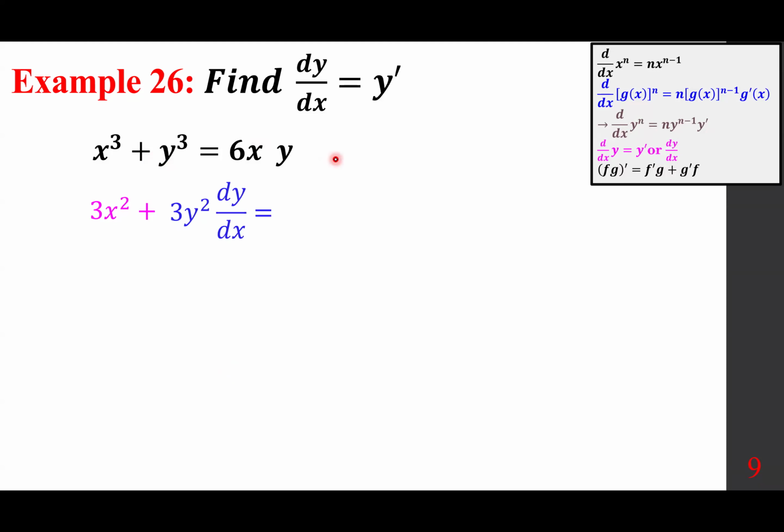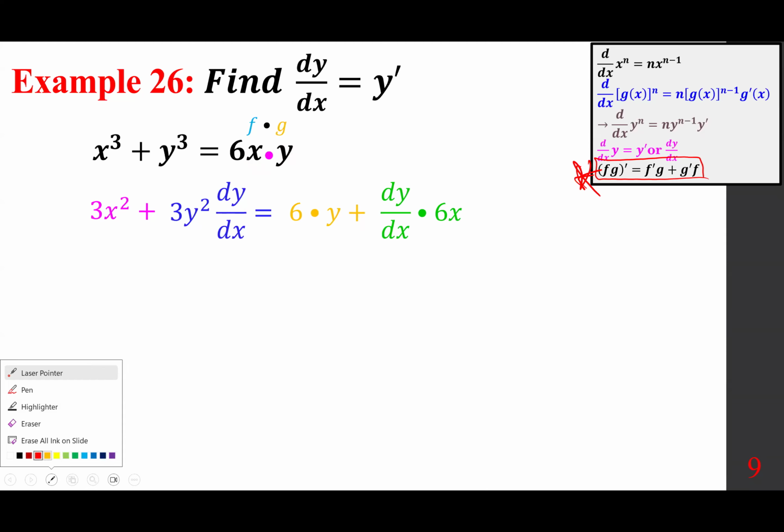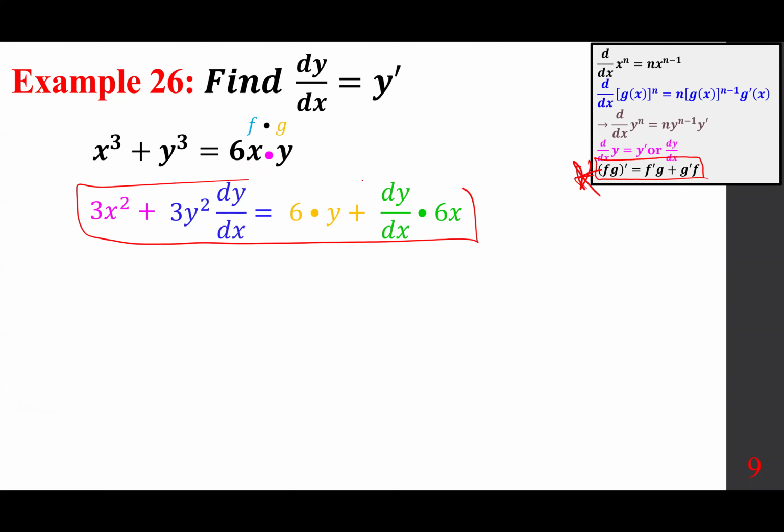Now, the right side is a product of 6x and y. So you put a raised dot in between, and I call it f times g, and I'm going to use the product rule. F prime is 6 times g, which is y, plus g prime, which is just y prime or dy dx. Since we use dy dx here, we're going to write dy dx times 6x. And I'm going to box this because this is the only calculus step.